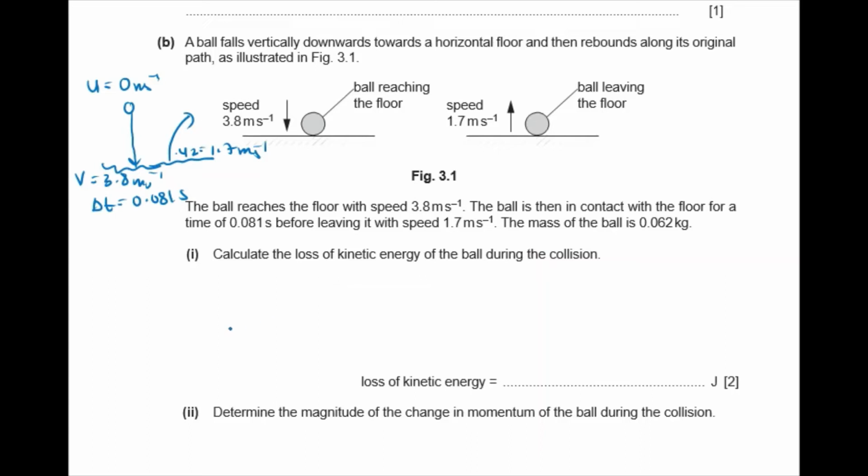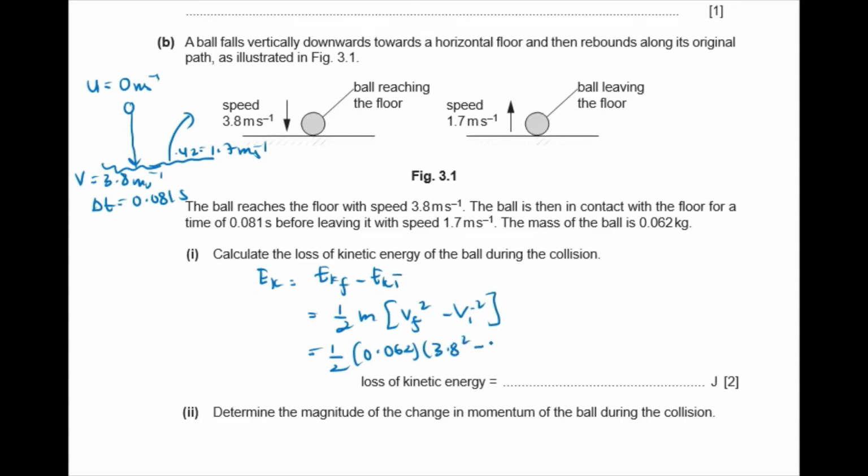1. Calculate the loss of kinetic energy of the ball during the collision. So the change in kinetic energy is kinetic energy final minus kinetic energy initial. So we have half m times speed final squared minus speed initial squared. Half times mass 0.062, then we have 3.8 squared minus 1.7 squared. So the answer is 0.358 joule.